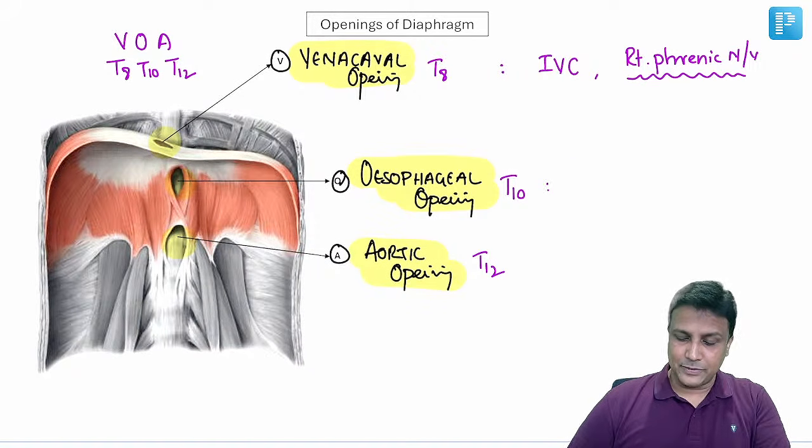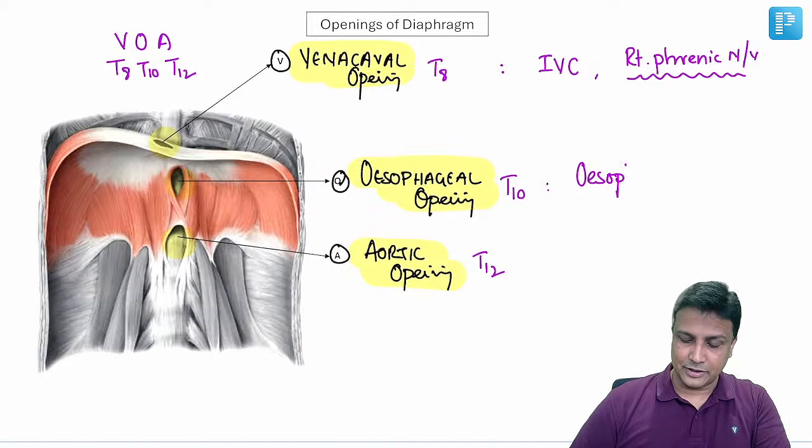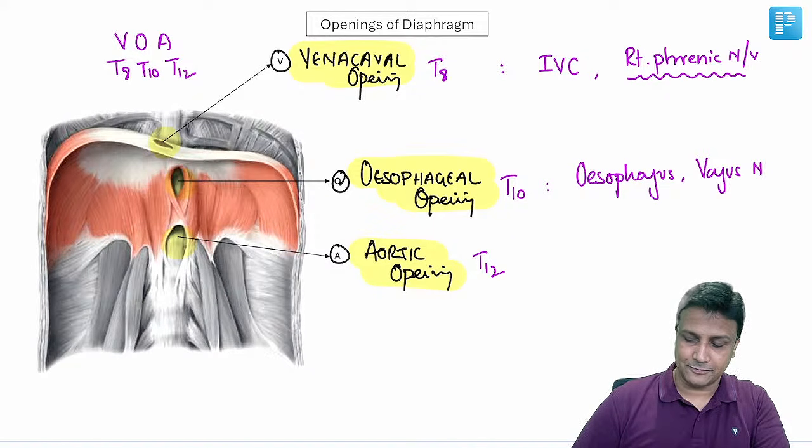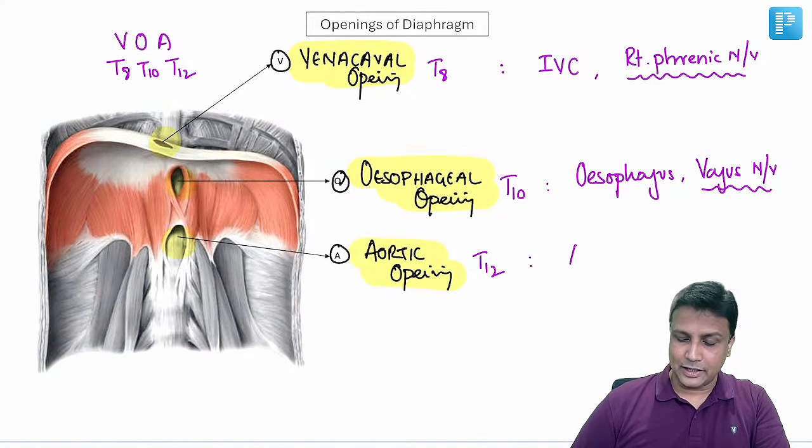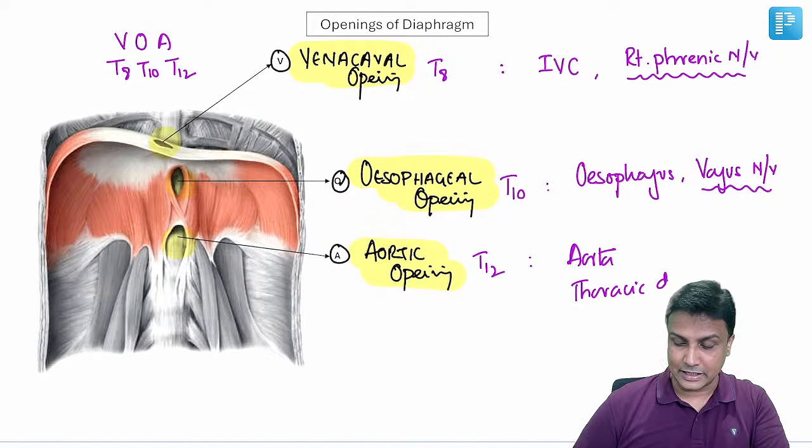Now from the esophageal opening, of course, esophagus will be passing from here, sir. And along with the esophagus, remember, there will be vagus nerve here. And then aortic opening, what is going to pass from here? Of course, aorta. Along with the aorta, there will be thoracic duct passing from here, that largest lymphatic. Along with that, even the azygous vein is also going to pass from here.